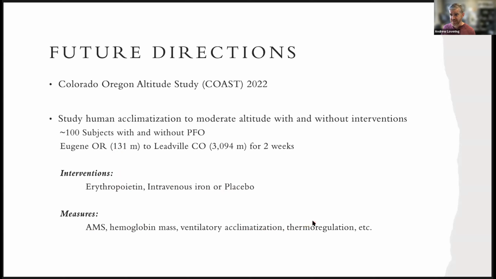So hopefully next time you see us talking, we'll have some COAST 2022 data to present and not 10-year-old data from Altitudeomics in 2012.